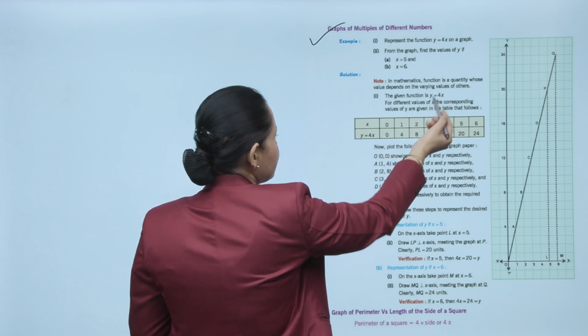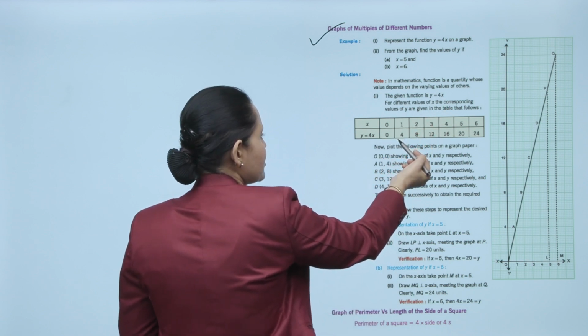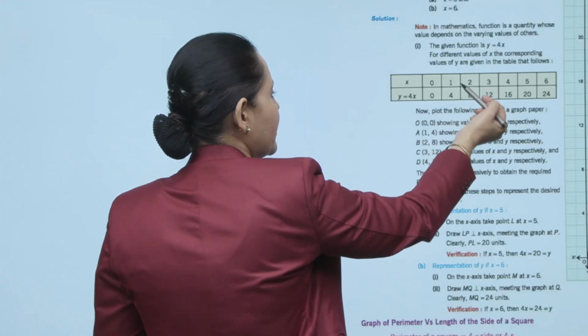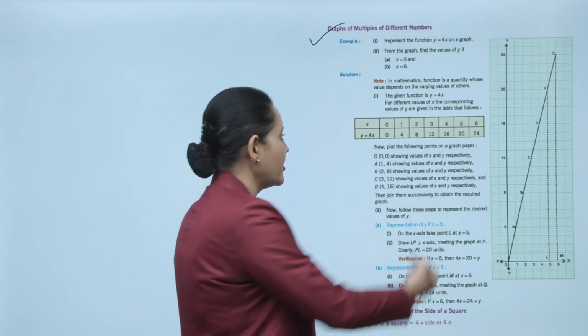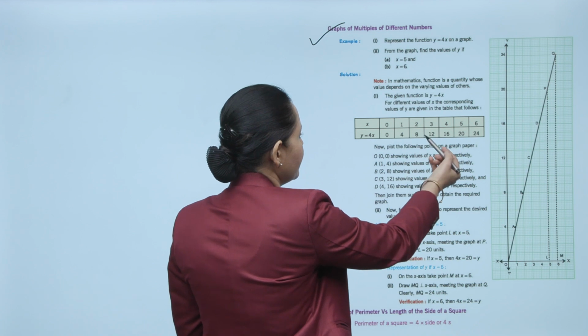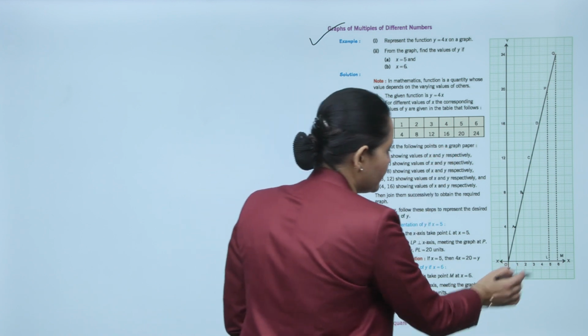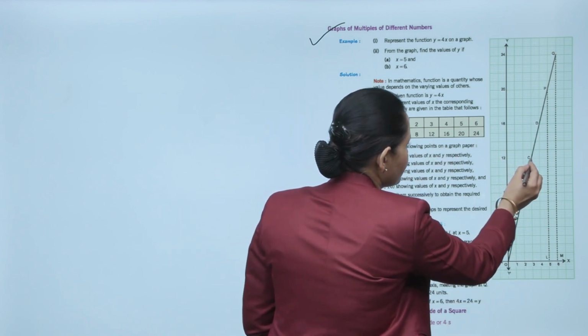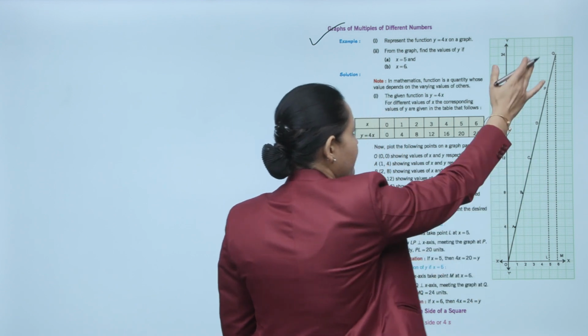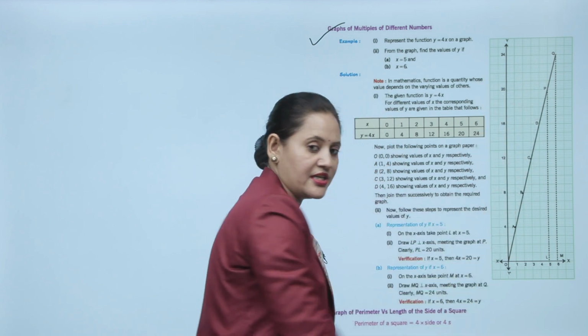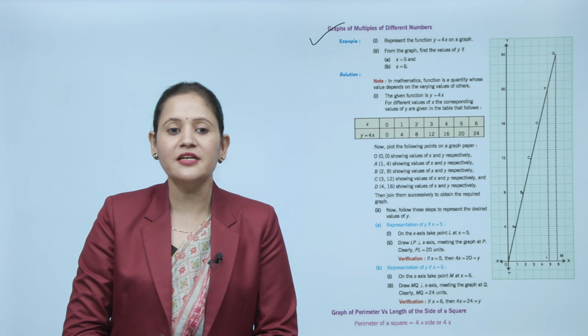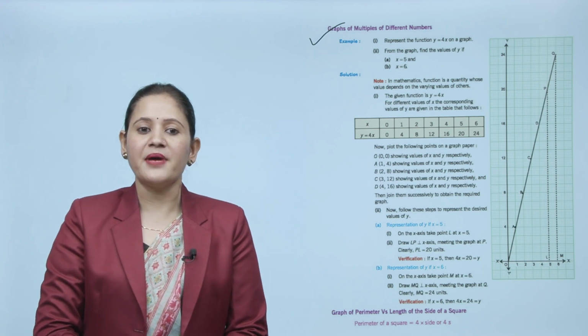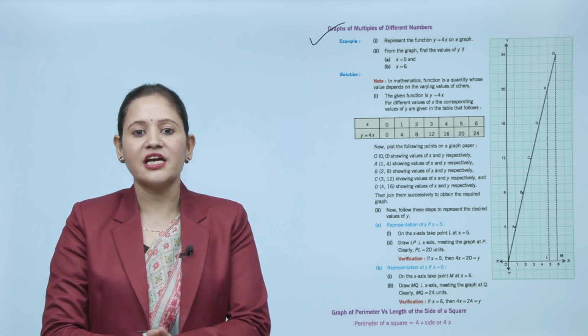If the value of x is 1, then the value of y is 4. If x is 2, then y is 8. If the value of x is 3, then the value of y is 12. So point C. Like this we can plot the different points and draw the graph. Clear? Next, graph of perimeter versus length of the side of a square.